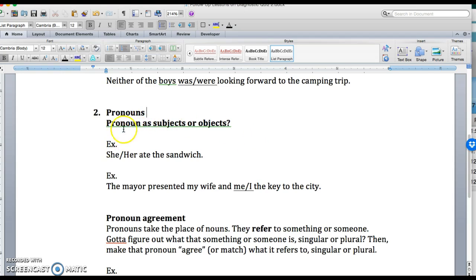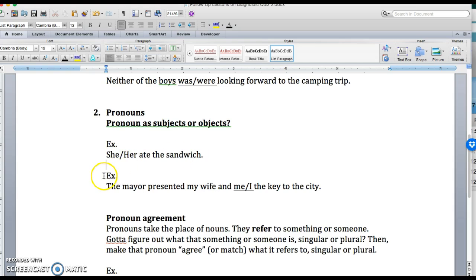If the pronoun of the sentence is a subject for the sentence, then it would be in the subject form, she. So for instance, is she or her the subject of the sentence? Yes, she is the subject of the sentence, and therefore it is she ate the sandwich, not her ate the sandwich. And my goodness, that's an easy one for us.